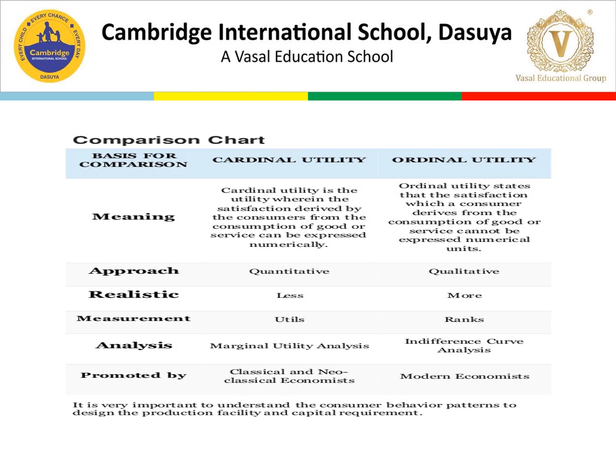Next is promoted by. The cardinal utility approach was promoted by classical and neoclassical economists, and the ordinal utility approach was promoted by modern economists. It is very important to understand consumer behavior patterns to design the production facility and capital requirement for different consumers. So this is what we have discussed for the first topic. Now let's move on to the ordinal approach.